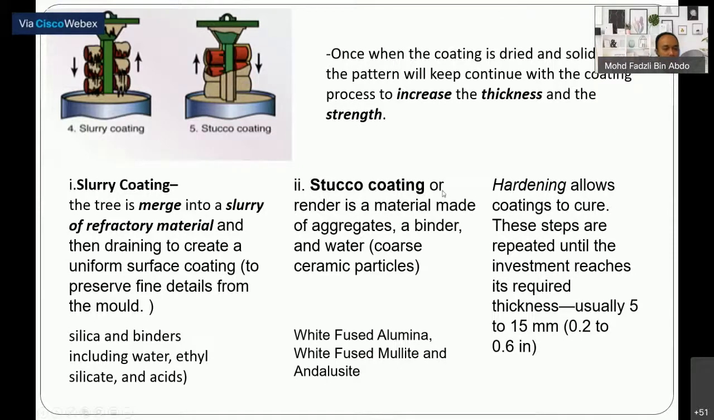And then the stucco coating or render is a material made of aggregate, binder and water, ceramic particles.